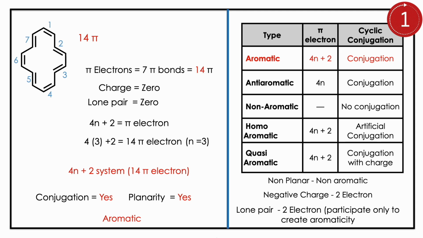So totally 7 pi bonds, 14 pi electrons. Charge is 0, lone pair is 0. So it's a 4n plus 2 system with 14 pi electrons, where n equals 3. Conjugation is definitely there because of alternating double bonds, and planarity is definitely there because of sp2 carbons. So 4n plus 2 system, conjugated, planar, means the given compound is aromatic.